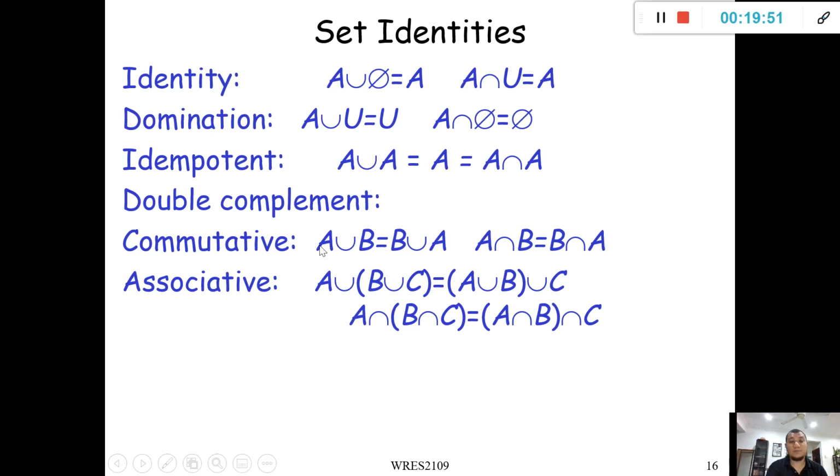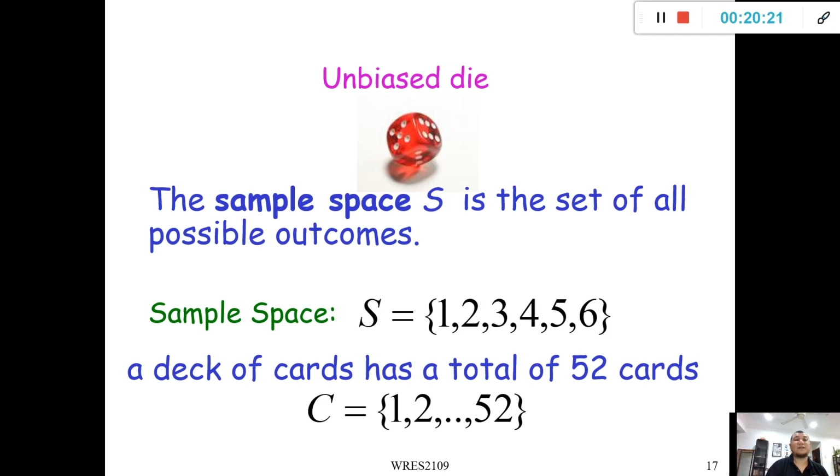Commutative: A union B is equal to B union A, and A intersection B is B intersection A, pretty much self-explanatory. And associative features: A union (B union C) is equal to (A union B) union C. A intersection (B intersection C) is equal to (A intersection B) intersection C. So this is all easy for you.